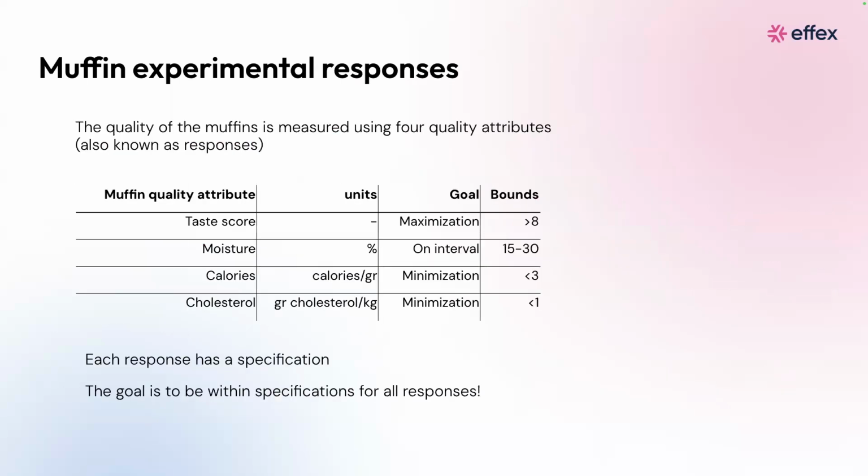Finally, on this slide and this table, we see how we are going to measure the quality of the muffin. And we are going to use 4 different attributes: the taste score, the moisture content, the calories, and the cholesterol. Each one of these quality attributes has specifications. So it has to be either maximized, or it should be within an interval, or should be minimized. And you have the corresponding upper, lower, or both bounds. The goal is, of course, to be within specifications for all 4 quality attributes at the same time.